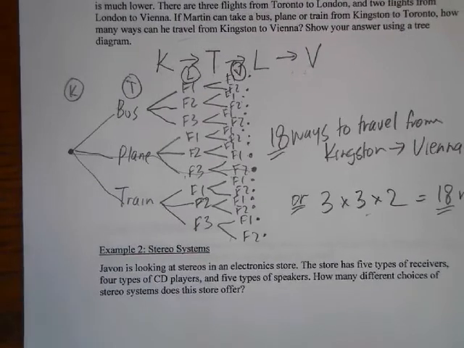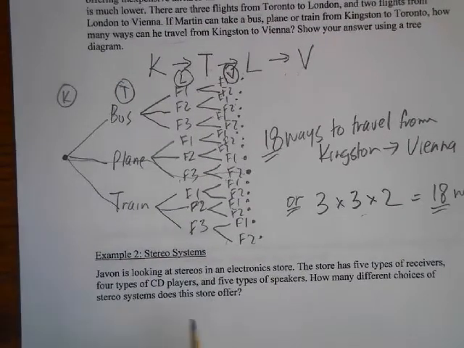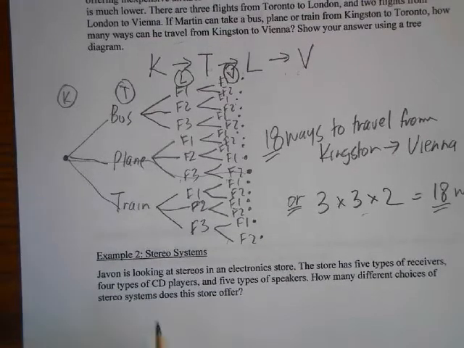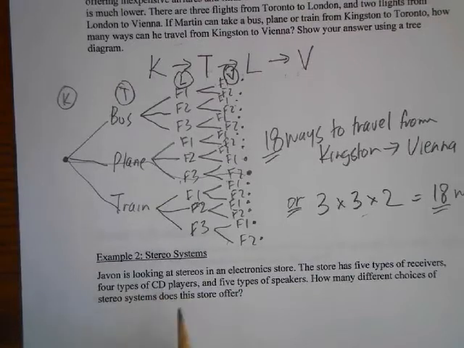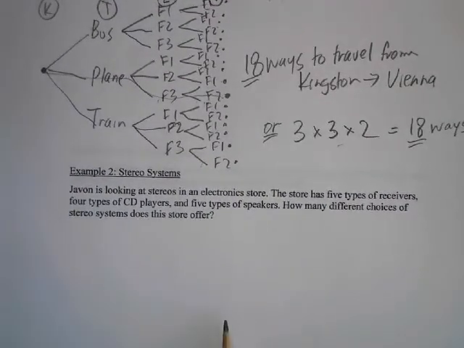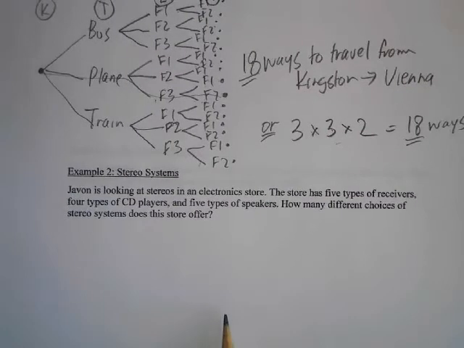The next question, we're going to skip the tree diagram and go direct with the multiplicative principle. So Javon is looking at stereos in an electronics store. The store has 5 types of receivers, 4 types of CD players. You can tell this question is a little dated. And 5 types of speakers. How many different choices of stereo systems does the store offer?